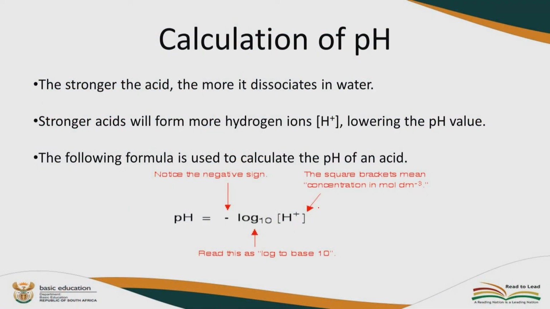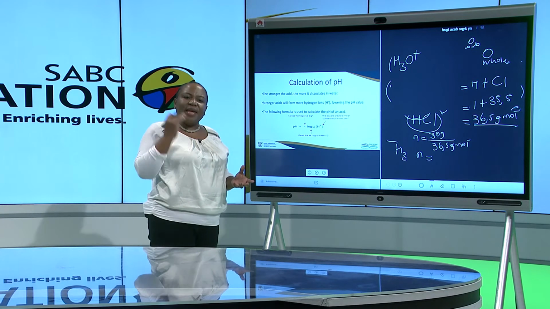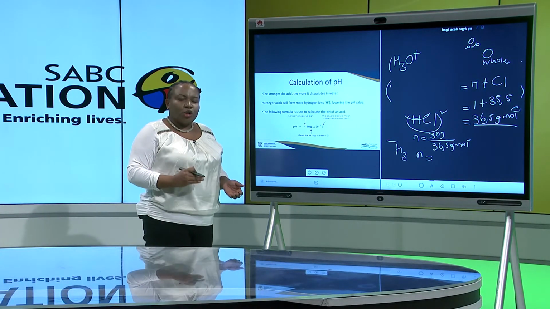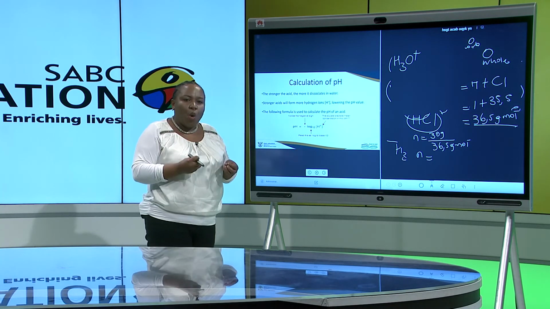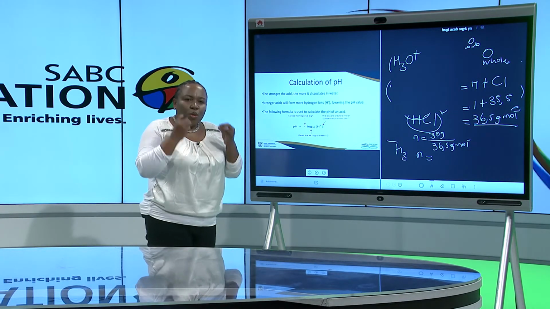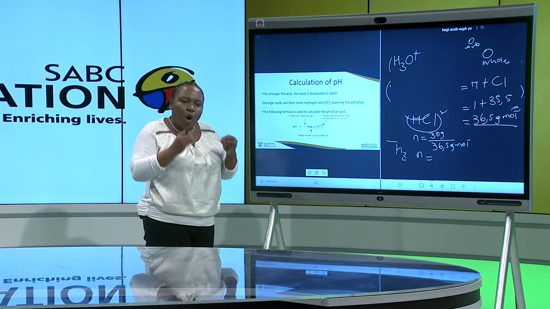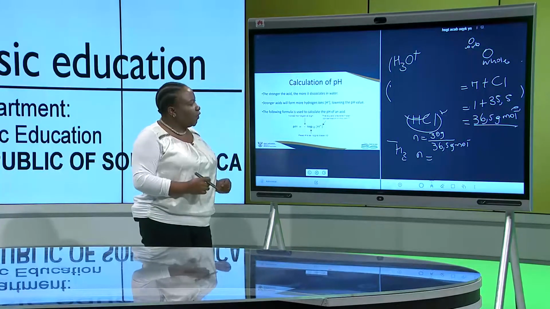pH is just indicating the concentration of hydrogen ions in a solution. That is why it is pH. The stronger the acid, the more it dissociates in water, or the more it ionizes in water. A stronger acid will form more hydrogen ions, meaning a higher concentration of hydrogen ions, lowering the pH value. So if the concentration of hydrogen ions is high in a solution, then the pH value is low. So when you see the pH being low, it's an indication that there is a higher concentration of hydrogen ions in that specific solution.